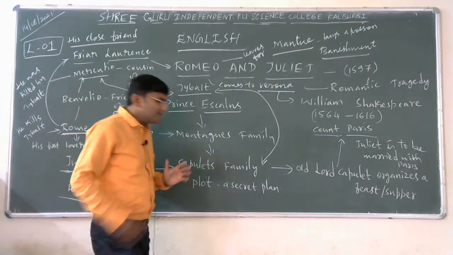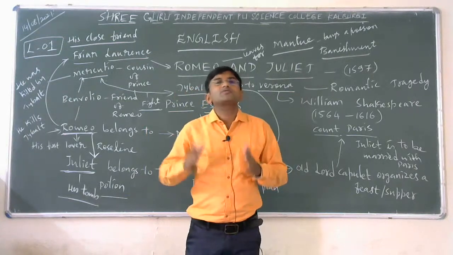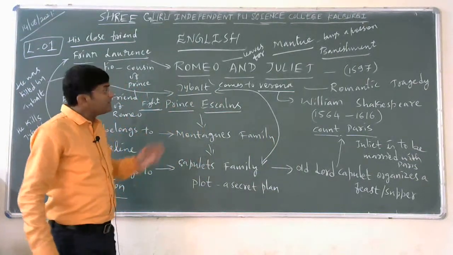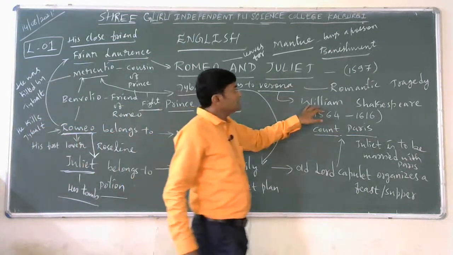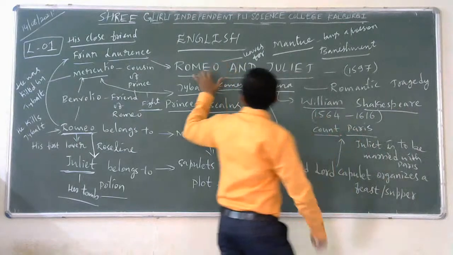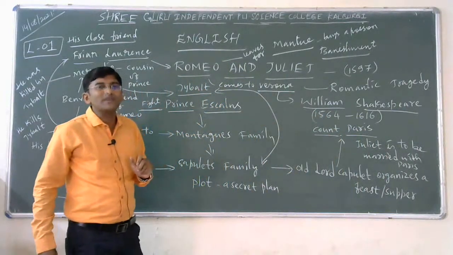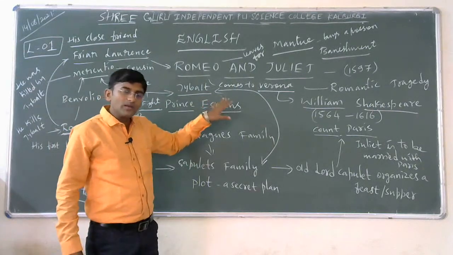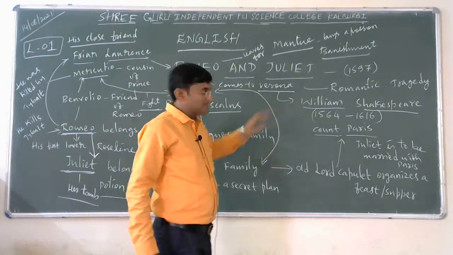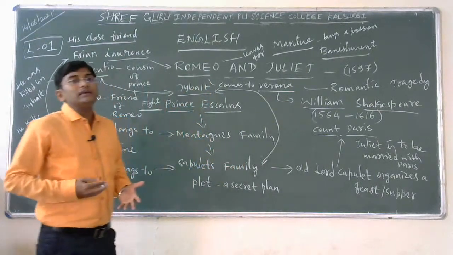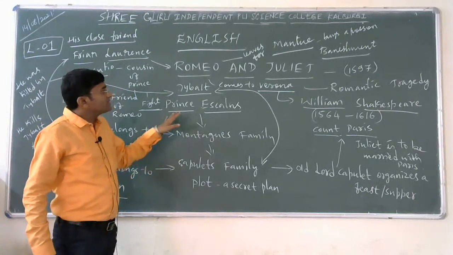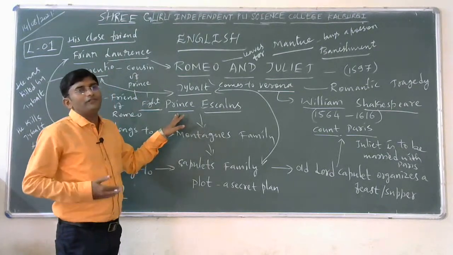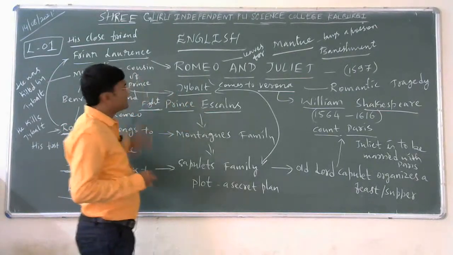My dear students, in this way, the story ends with tragedy. Why has it become a romantic tragedy? Why does William Shakespeare call Romeo and Juliet a romantic tragedy? Because though the story begins with romance, later on, gradually, it leads towards a great fight, an unconquerable fight between Tybalt and Mercutio.